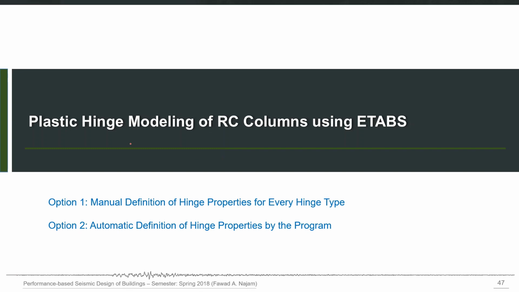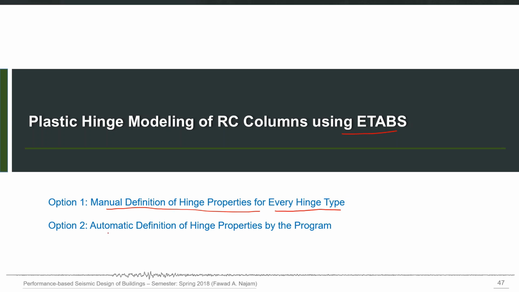So in this session, I will discuss the plastic hinge modeling of RC columns and I will focus on the use of ETABS. Just like beams, again we have two options here. One is the manual definition of hinge properties. So it means that for each hinge, you define the action deformation curve manually and then assign that hinge to that particular column to which that action deformation curve is applicable.